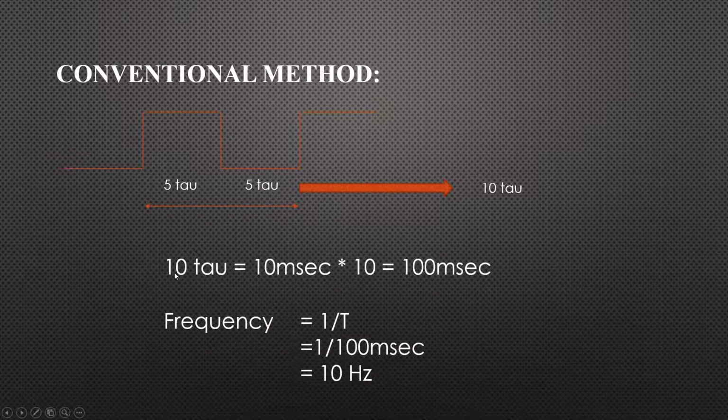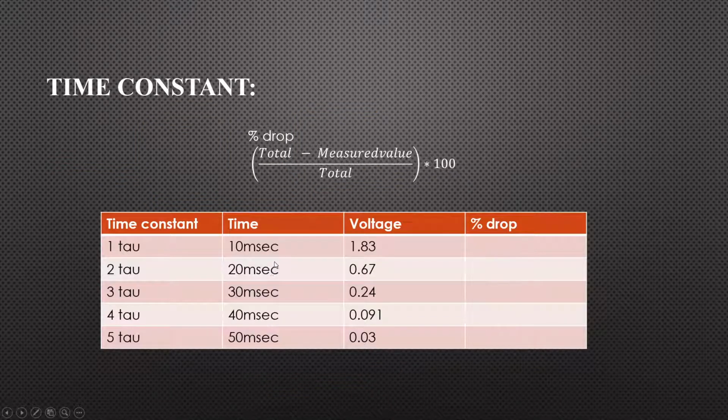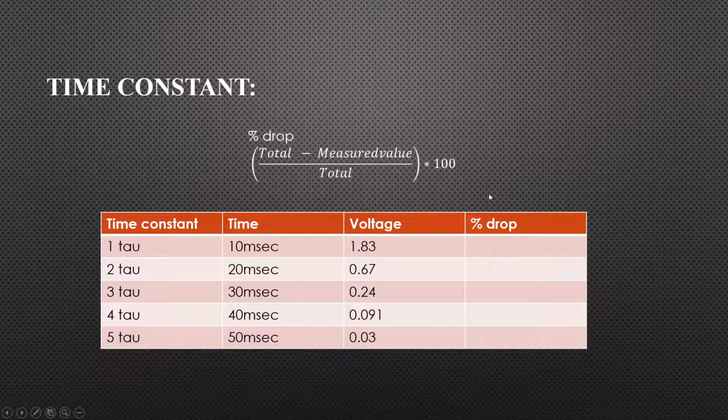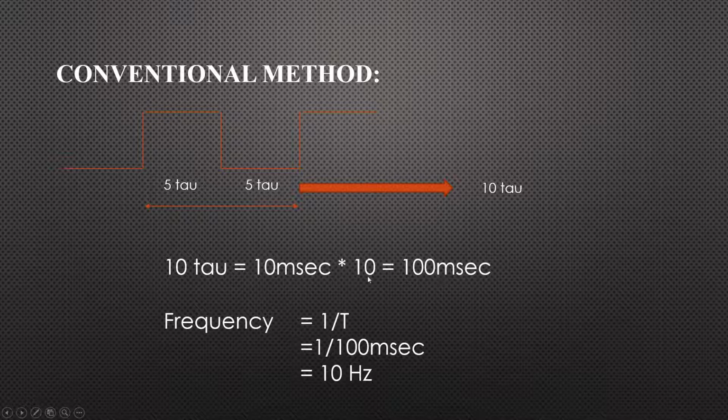So here's the formula. 10 tau is equal to 100 millisecond. Where do I get this from? You have calculated at this point that 10k times 1 microfarad is equal to 0.01 second, which is equal to 10 millisecond, and I have to multiply this 10 millisecond by 10, so I will get an answer of 100 millisecond. So we need to find the frequency.